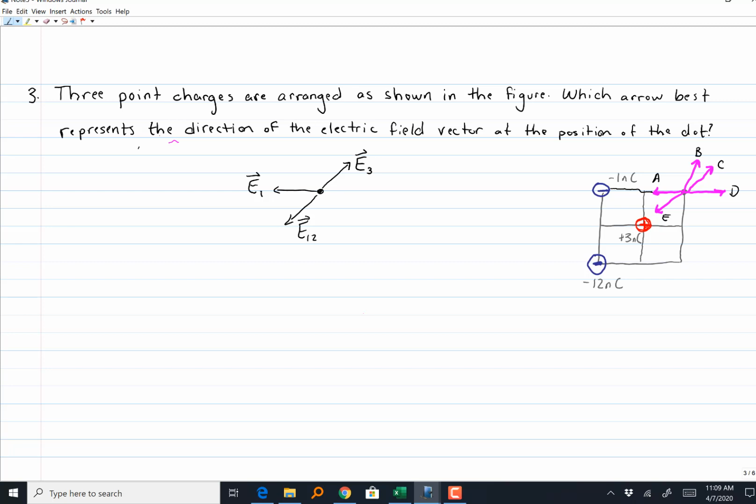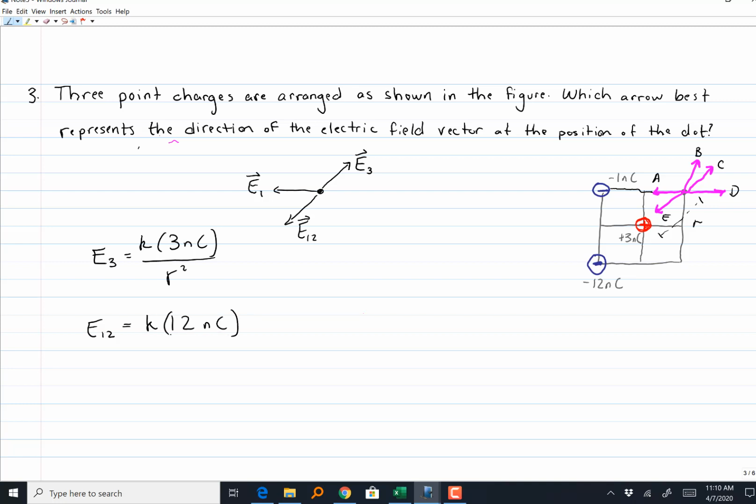It's going towards it. So to really get a good sense of what direction this electric field is going to be directed, it would be useful to have some information about the relative size of the electric field from the 3 nanocoulomb charge, so E3, and the electric field from the 12 nanocoulomb charge, so E12. All right, so the magnitude for E3 is going to be K times the 3 nanocoulombs over whatever this distance, and we'll just call it r, squared is. So the distance r is going to be that center to center distance between the point and the 3 nanocoulomb charge.